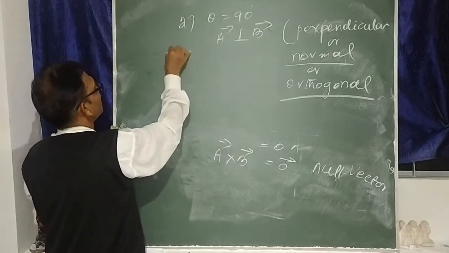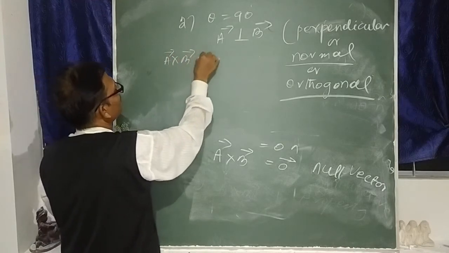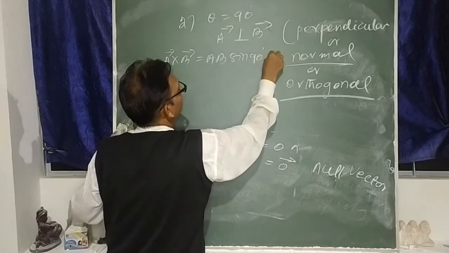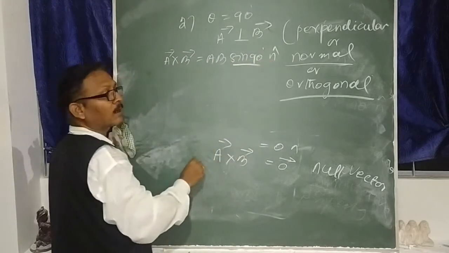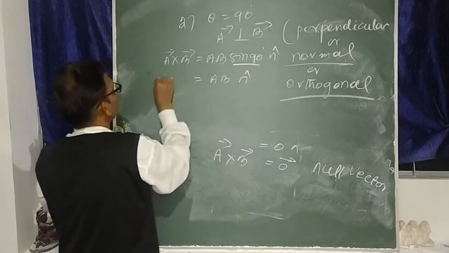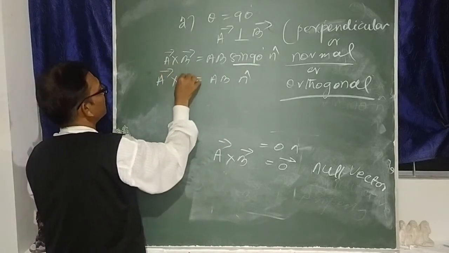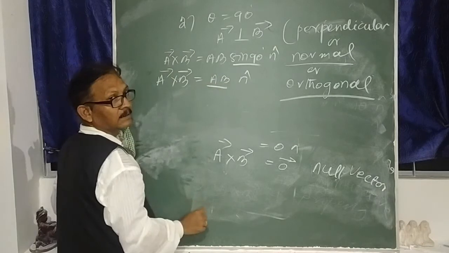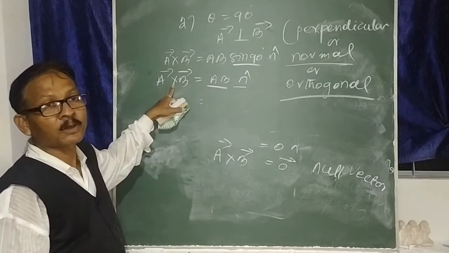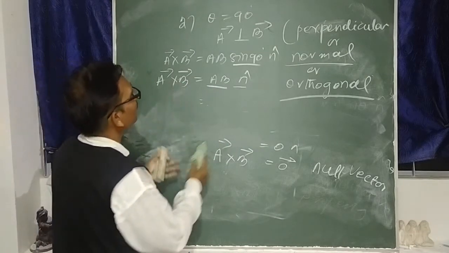So you see what happens to A cross B. A cross B is equal to AB sin 90 n cap. Sin 90 you know is 1. That is your AB n cap. This is your A cross B. This is a scalar multiplied with a vector, so again it is a vector quantity. So it is a cross product or vector product.